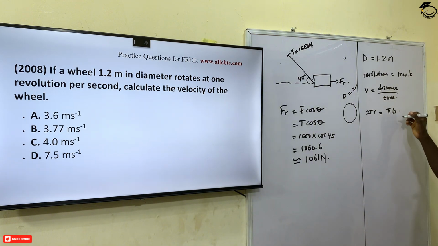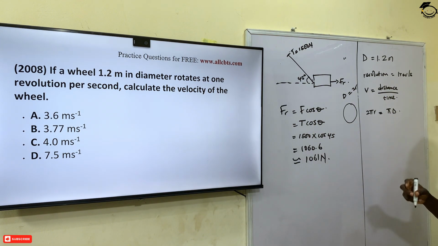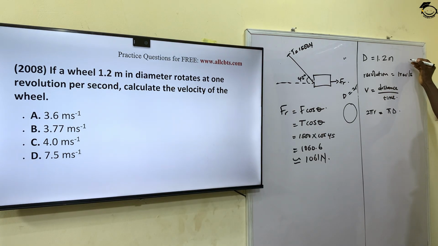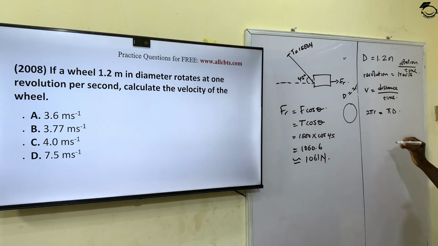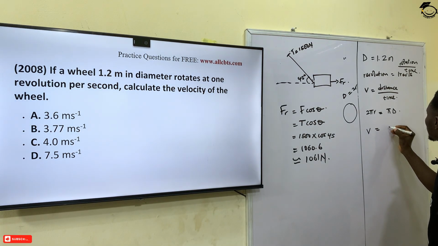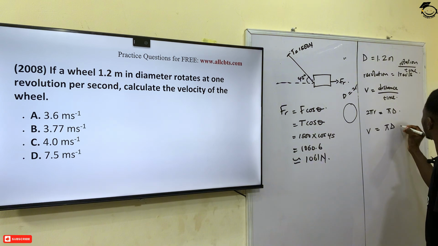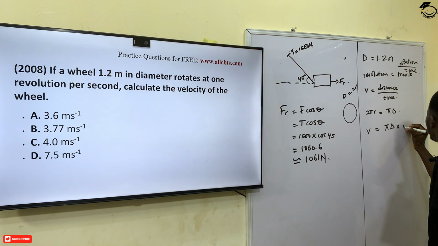Revolution. And if you look at this, they said 1 revolution per second. This is the same thing as saying that revolution here is talking about rotation over time. So which automatically changes our formula here to become the velocity equals pi d times revolution.